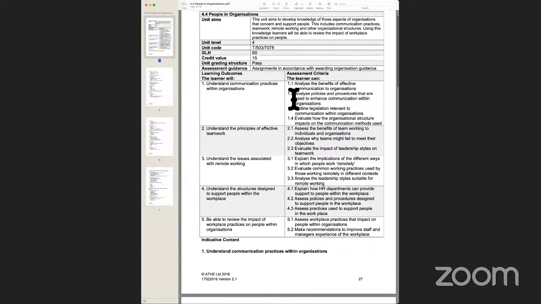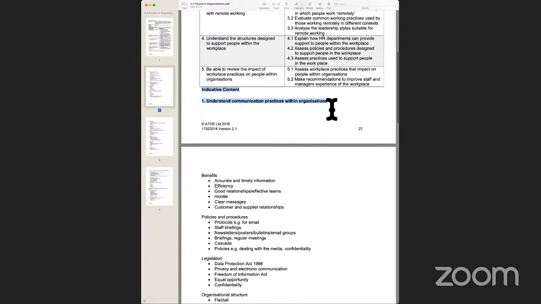Now, what is it that we go and cover in this particular session? We'll be looking at the indicative content which is given for the learning outcome.